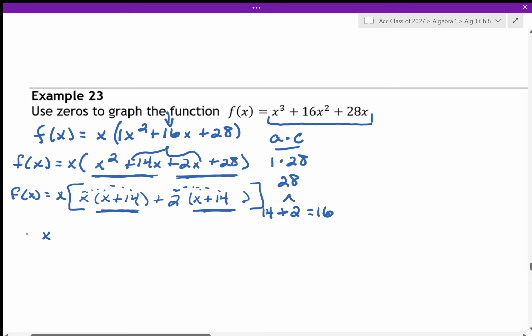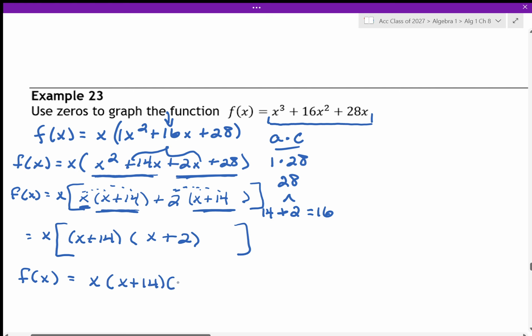So I'll have my x, then I'm going to pull my x plus 14, and then left over, after I pull out that x plus 14, is the x, that's this x right here, and then the 2, x plus 2. So now I'm going to drop those brackets because those are no longer needed. So I say f of x equals x times x plus 14 times x plus 2. And there's going to be our function.